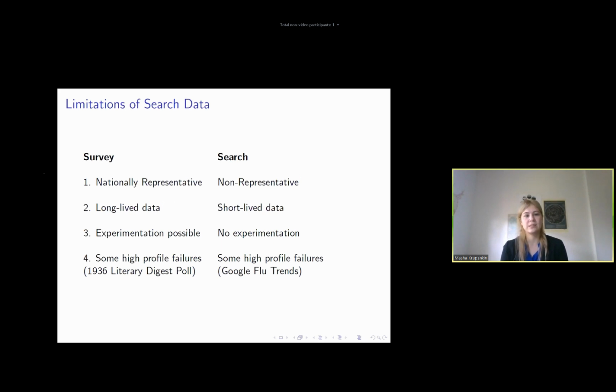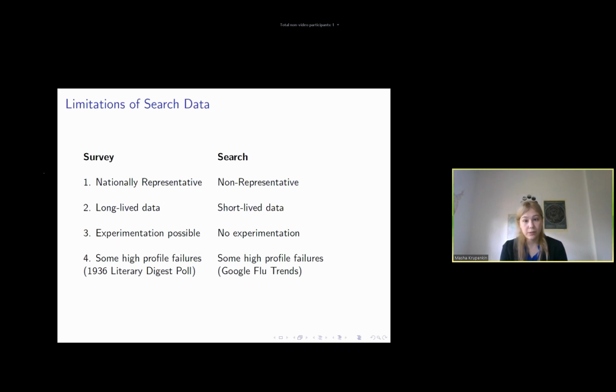Survey data is nationally representative. Usually that's a goal. Obviously there are some issues with response rates, but generally speaking, we really try to make sure that it is representative of the people who live in our target population. Whereas with search, especially Bing search, which is what I use, one does have a fairly significant non-representativeness issue. Bing searchers do tend to be whiter, older, and more male than the population of the United States. But even Google searchers are not a perfect representation of everybody who lives in the United States or abroad.